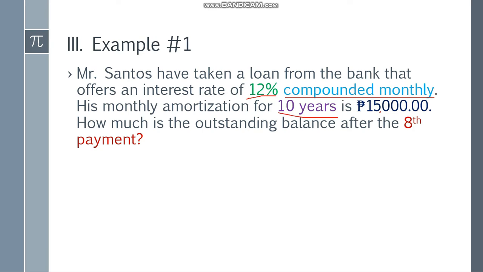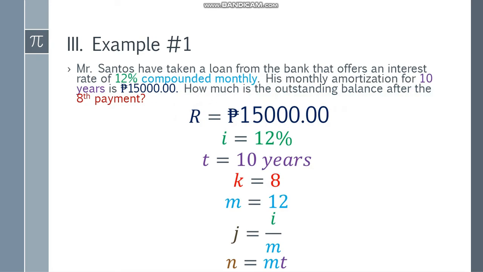So, lagay mo lahat ng mga given mo. So, R natin dito, yung binabayad niya daw every month. Is monthly amortization nga, di ba? 15,000 pesos. Ang i natin, yung rate ay 12%. t is 10 or 10 years. k is equal to 8 kasi 8th. So, m is equal to 12. Pag monthly, that will be 12.